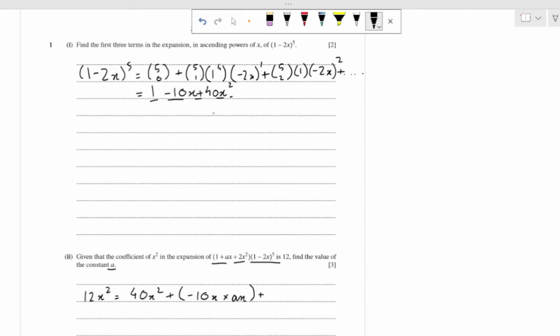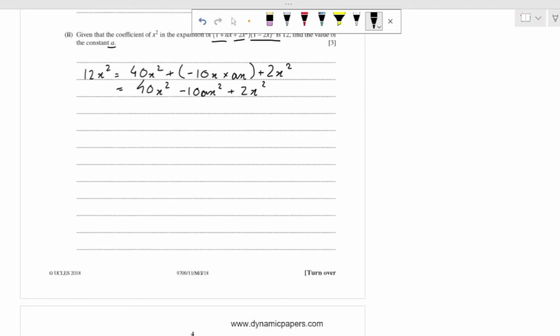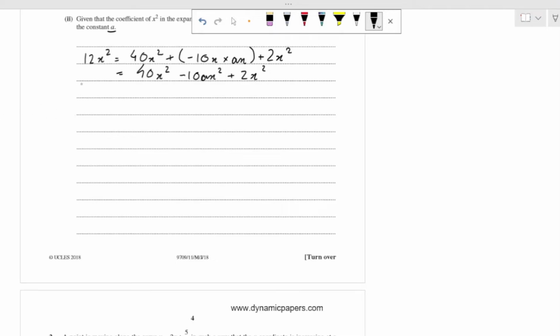Now we'll go over with 2x square multiplied with 1. That gives us 2x square with the coefficient x square. If we multiply it with minus 10x or 40x, we'll get powers of 3 and 4, so we ignore that. Now we can simplify: 40x square minus 10ax square plus 2x square is equal to 12x square.